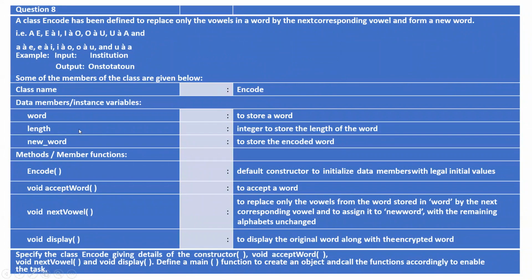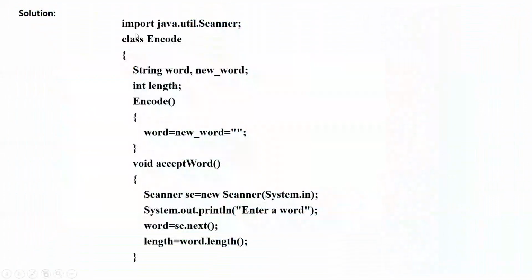Class name Encode with the data members word, length, and newword. Member methods: default constructor, accept word, nextvowel, display, and the main method. So let us proceed to the program code now. The class with the import statement, class, data members. In the default constructor, we are storing word and newword with opening and closing double quotes. We call this an empty string. In accept word, we are storing the word and taking the length. Students might use sc.next().trim() here to remove any extra spaces before or at the end of the string if somebody gives them by mistake.